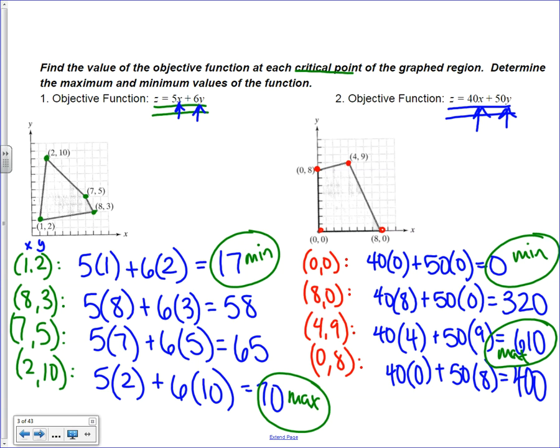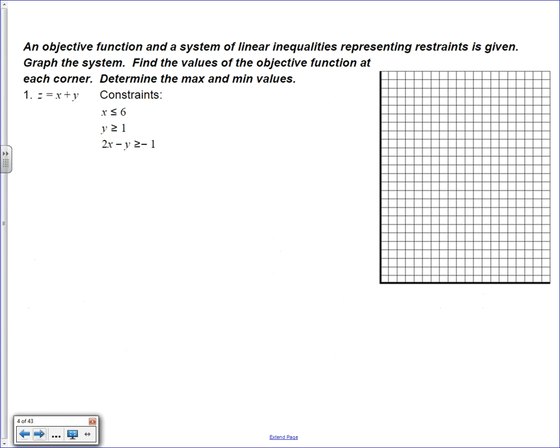Now, the graph was given here to you in these first two problems. If you look at my next 3 examples, you will notice that you have to make your own graph. Okay, so here we go. It says an objective function in a system of linear inequalities representing restraints is given.